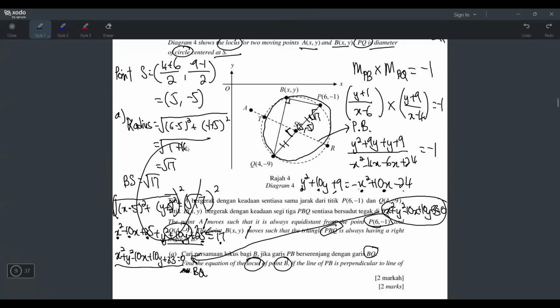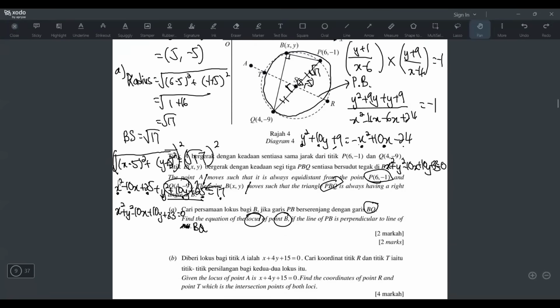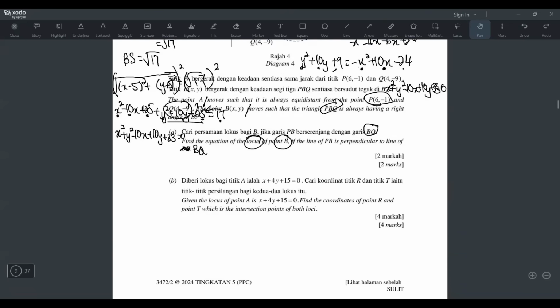Because this one you have to do the distance formula twice to get it, right? But if you use gradient, you can get it directly, right? And yeah, it's faster and it's also better, right? It's better. Okay, but if you do it like this, can also, yeah, same answer. Okay, hope you understand. Now I want to continue.